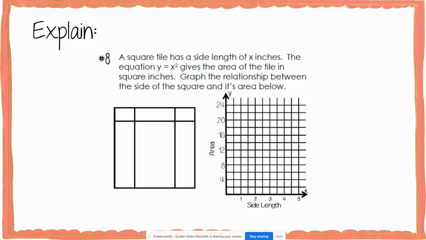Number 8, a square tile has a side length of x inches, and the equation y equals x squared gives the area of the tile in square inches. Graph the relationship between the side of the square and its area below. Well, we know that if we have an x here, we're using the equation y equals x to the second power to get our y value. Well, we know that we cannot have side lengths on a square that are actually negative values because we cannot measure anything as negative. So instead, we'll just start with some positive values.